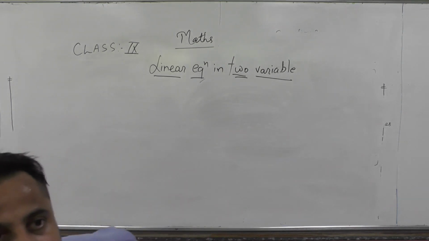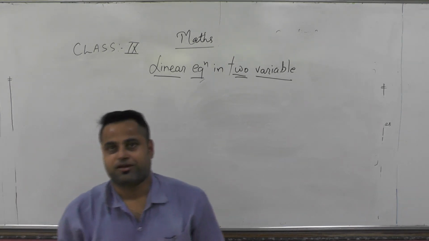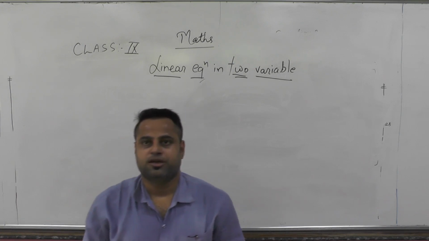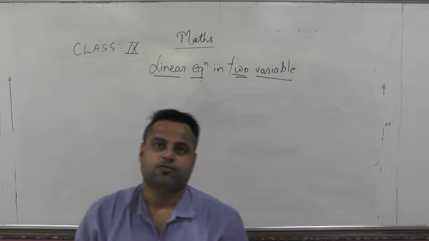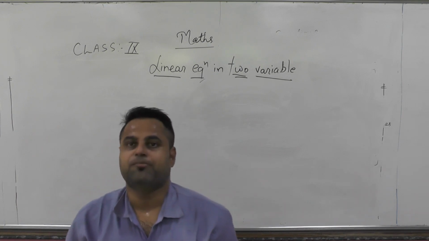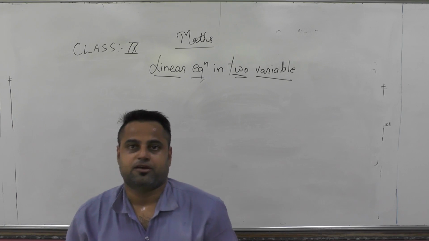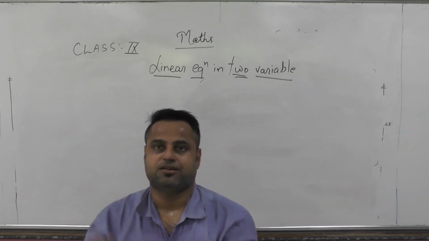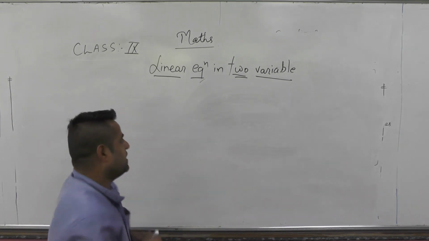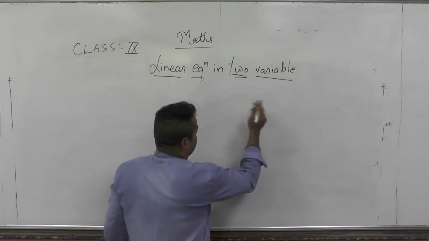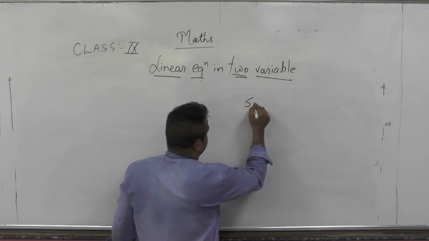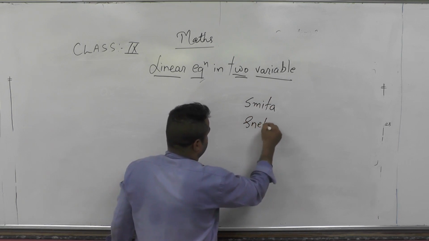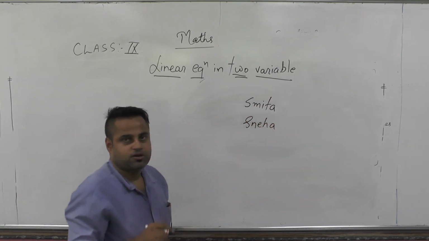Now suppose there are two friends who are contributing different amounts of money to a relief fund, suppose the Prime Minister's Relief Fund. So how do we form an equation with those values? Suppose two friends are here. I am taking Smita and Sneha, two girls.